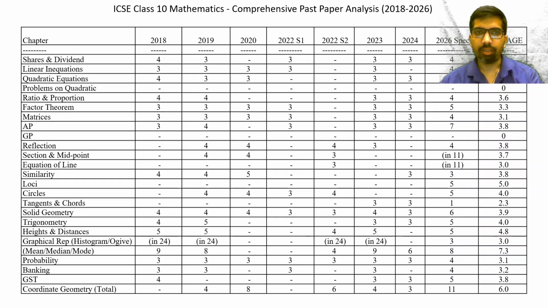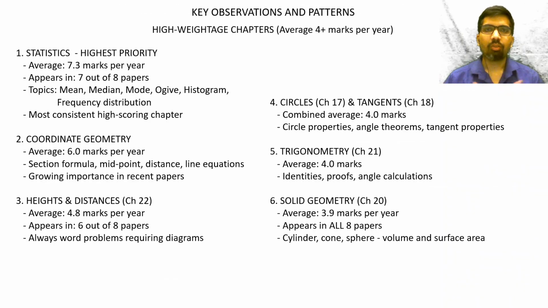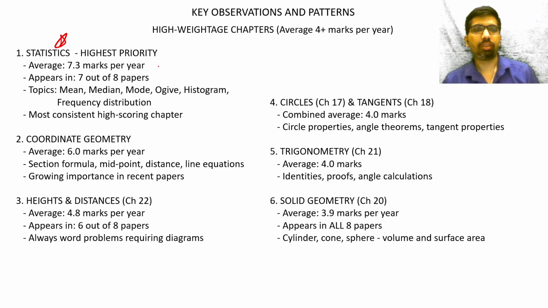So don't get too overwhelmed by looking at this table. I've got a simple way in the next slide. You can see over here, I've divided all the topics into three parts. First is the high weighted chapters. First is statistics. This is the most important part. Around 7 to 8 marks of questions come from here every year.